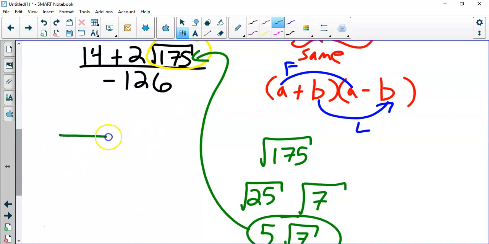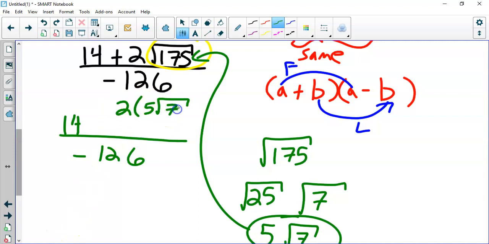So we still have the negative 126. We still have the 14. But now you have a 2 and a 5 square roots of 7. What's going to happen between the 2 and the 5? Multiply, and what do we get? 10 square roots of 7. So that's our new piece there in the numerator, because 2 times 5 is 10, and the square root of 7 just comes along. So we've reduced the radical, right?